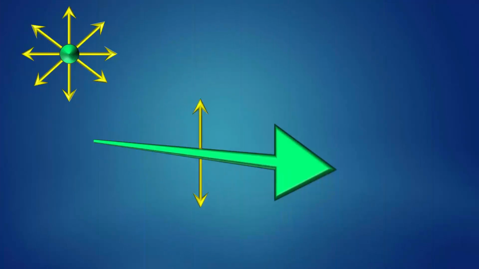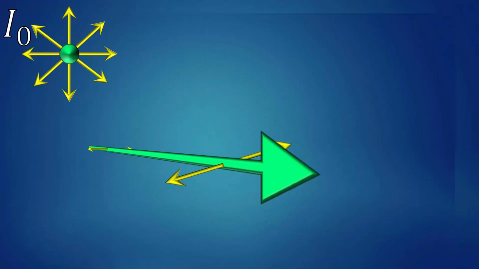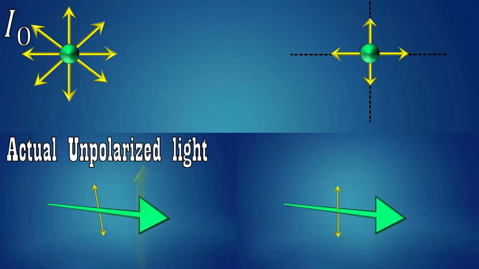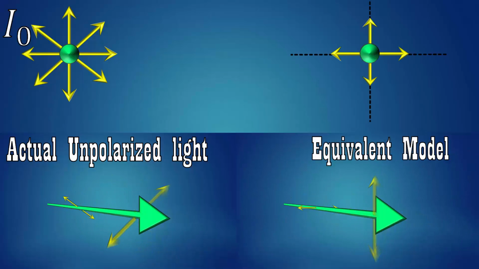Therefore, even if an actual unpolarized light contains electric field vectors randomly oriented in all the possible directions, it is mathematically equivalent to think of them as a wave containing electric field vectors vibrating in only two perpendicular planes having equal intensities. Did you get that?